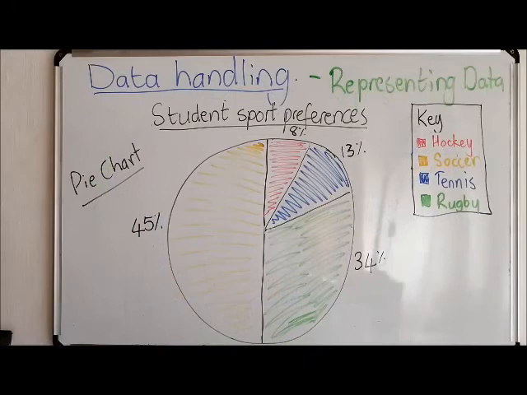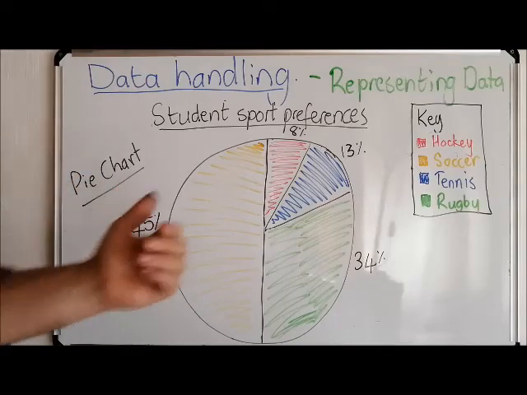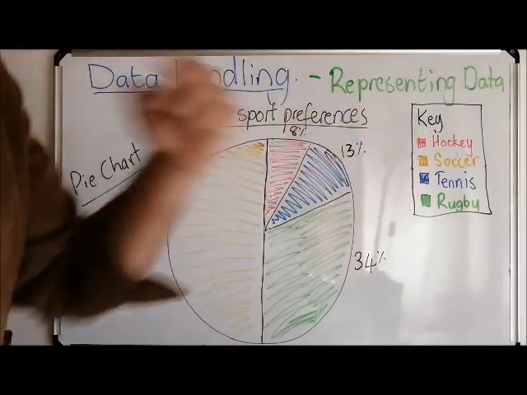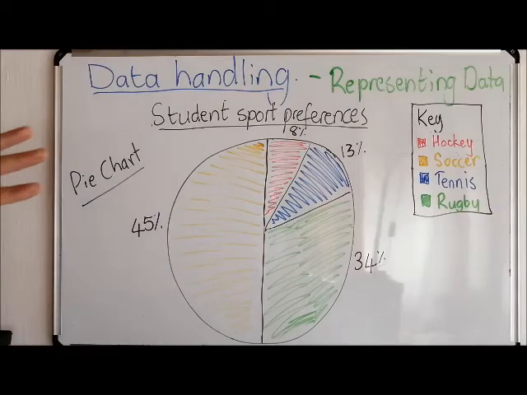Okay, so another way of representing data is by using a pie chart. I've done the pie chart up here for you, using exactly the same information. Remember we did the survey and we asked the kids, which sport would you rather play? Hockey, soccer, tennis, or rugby? Now this is when we are analyzing and interpreting the data. So in other words, what do we want to do with the data? We wanted to see where the school is going to spend its money on sports facilities.